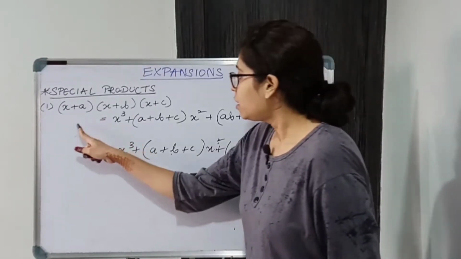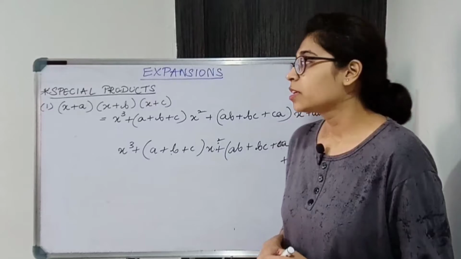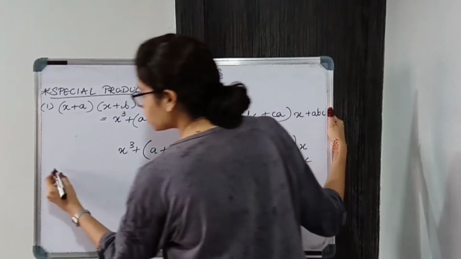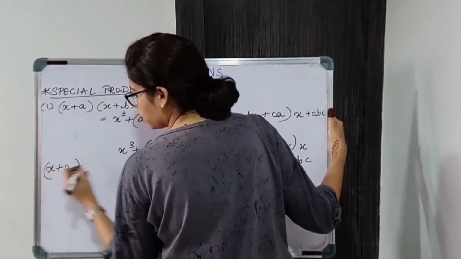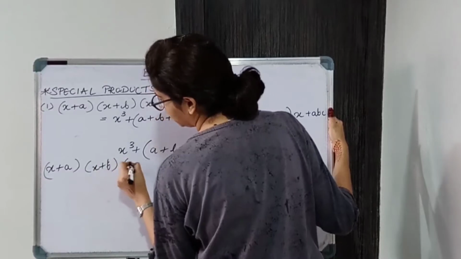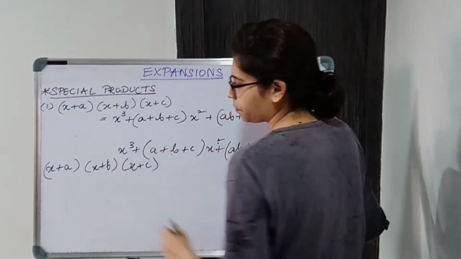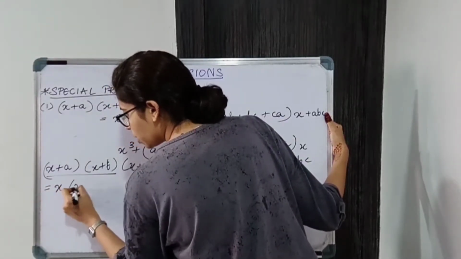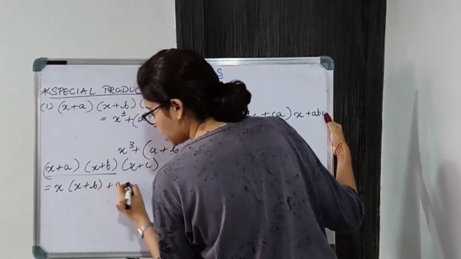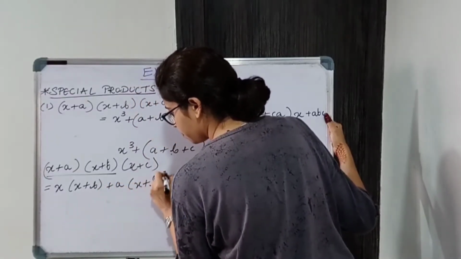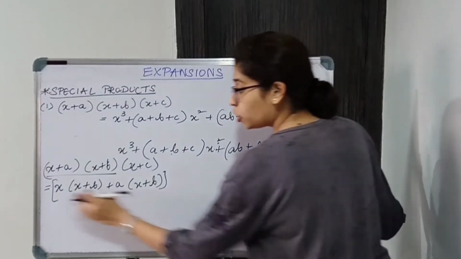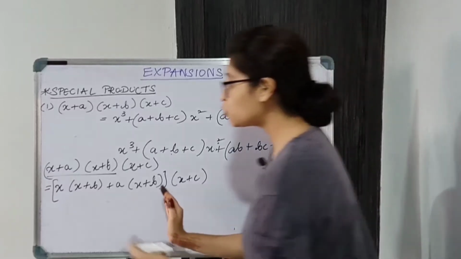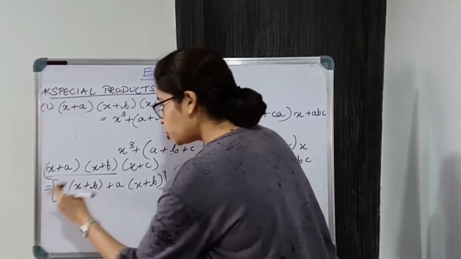Now we'll derive this formula. What we'll do, we'll multiply the brackets. So X plus A into X plus B into X plus C. First we'll multiply these two: X into X plus B plus A into X plus B. Put brackets into X plus C here. To avoid confusion, when you are multiplying these two brackets, put box brackets.